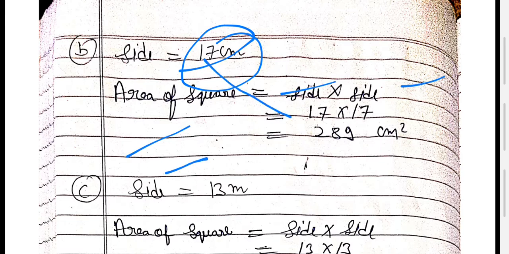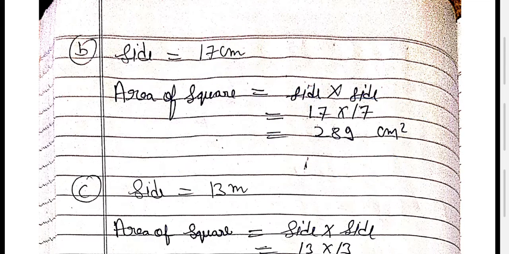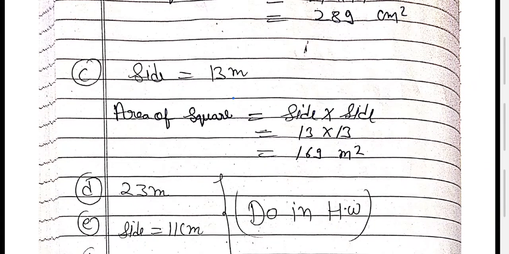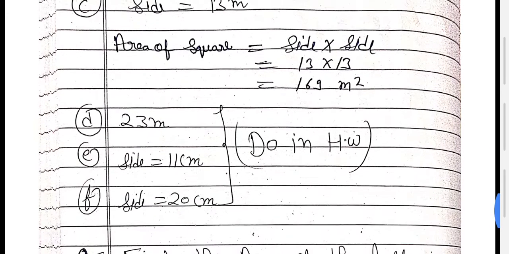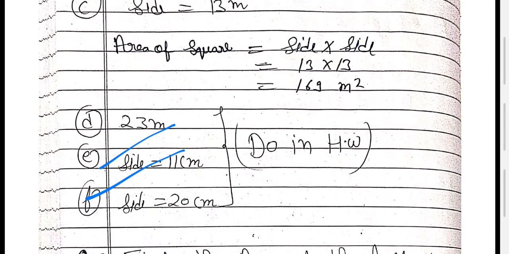What is the value of side? 17 into 17, you get 289 centimeter square. Now C part, side is given 13 meter, area of square is equal to side into side, 13 into 13, it becomes 169 meter square. Similarly, D, E and F parts you have to do by yourself in homework.